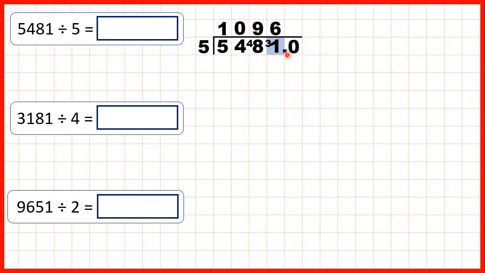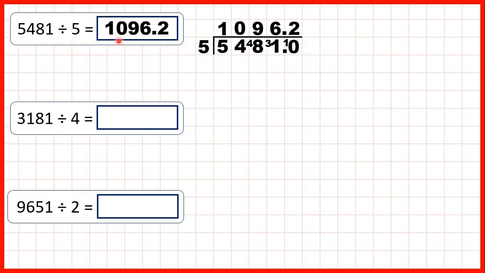But we need to extend our dividend with a point 0 and copy up the decimal point before we write our remainder 1 in front of our tenths. And we can always extend with a point 0 because 5,481.0 is the same as 5,481. Putting a point 0 on the end of a number doesn't change the number, but now we can write our remainder as a decimal because 10 divided by 5 is exactly 2.